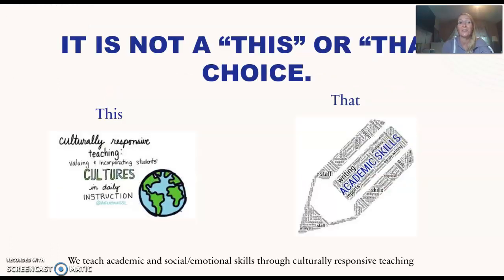And remember, it's never a choice, this or that. We teach all skills through culturally responsive teaching.